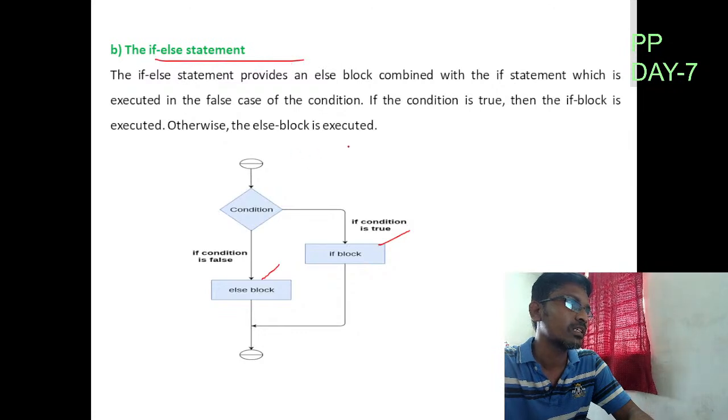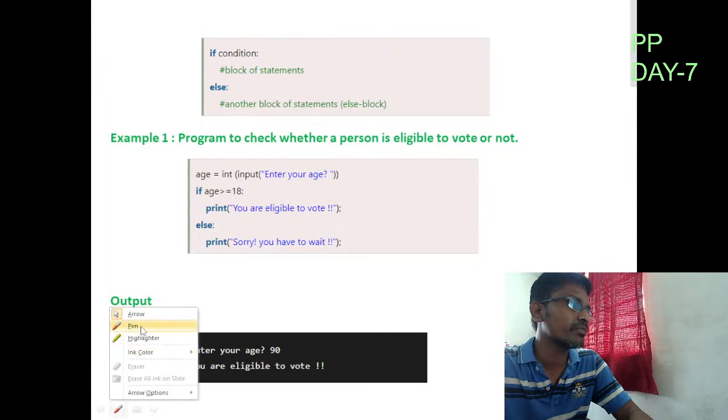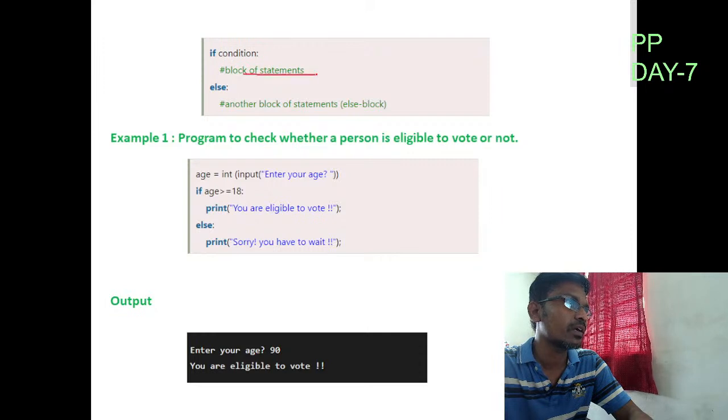That is the if else statement, which is like in C programming. In C programming also we do the same thing. So this is the syntax for writing an if else condition in Python. If condition colon, followed by a block of statements, else colon, followed by a block of statements.